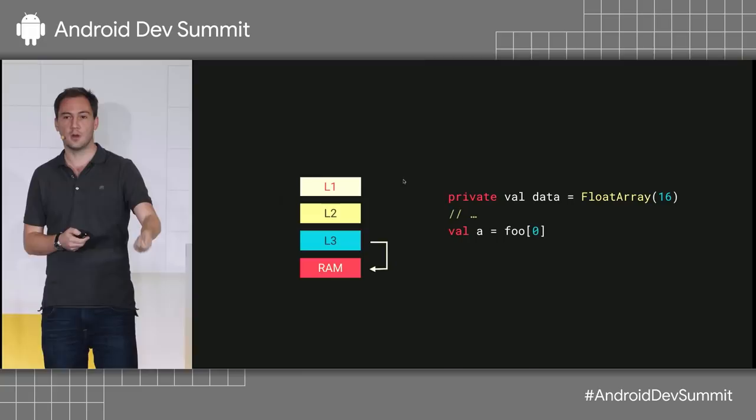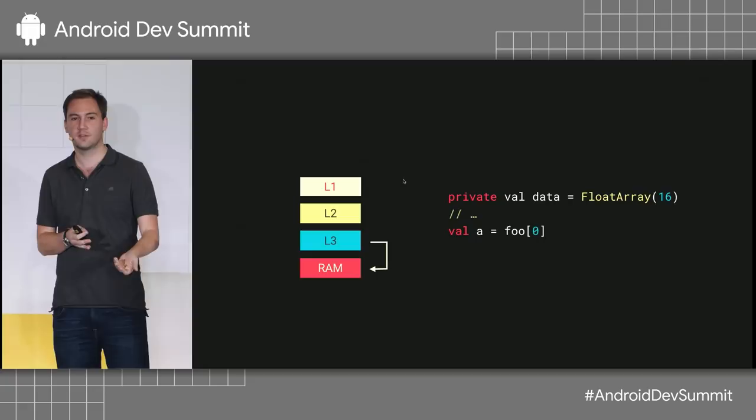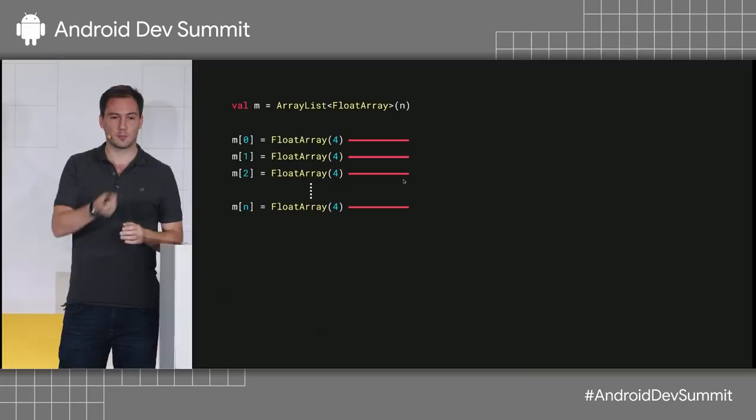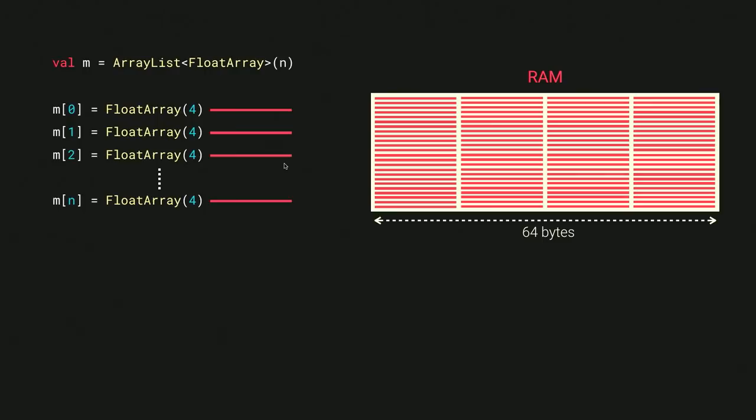Accessing the L2 is going to take 4 or 5 times that amount. Accessing the L3 is going to be probably 10 times slower, and so on. So I wrote a demo that allocates a list of arrays of floats. Each array of floats is about four floats, so it's 16 bytes. They're represented by the red lines here. And I built a benchmark basically using that. I'm just going to run some computations over those arrays of floats.